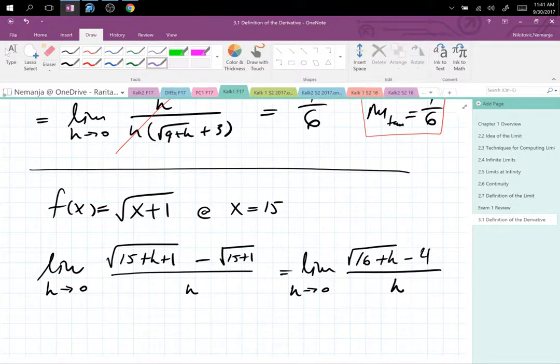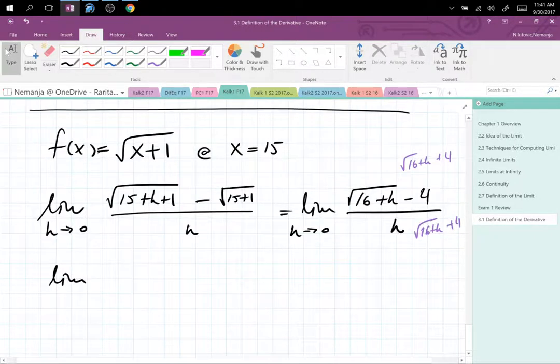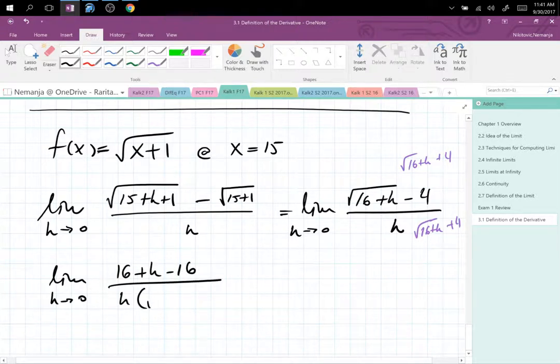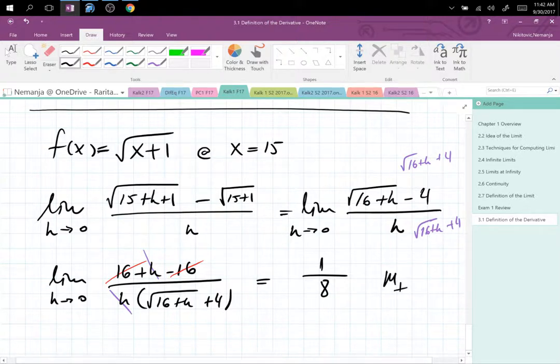Have to rationalize it again. So the square root of 16 plus h plus 4, and the square root of 16 plus h plus 4. And when you multiply those, limit h goes to 0. These middle terms cancel. So you have 16 plus h minus 16 over h times the square root of 16 plus h plus 4. 16 will kill 16, and h kills h. We are left with 1 over 8. And now you're happy because you computed the slope at 15.